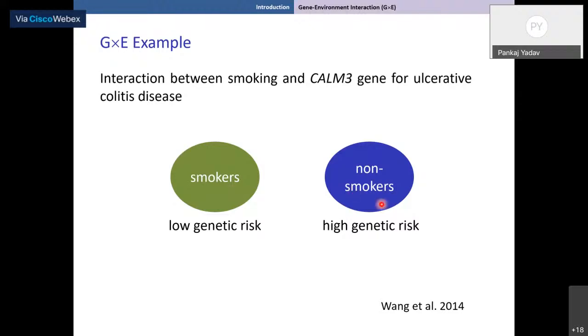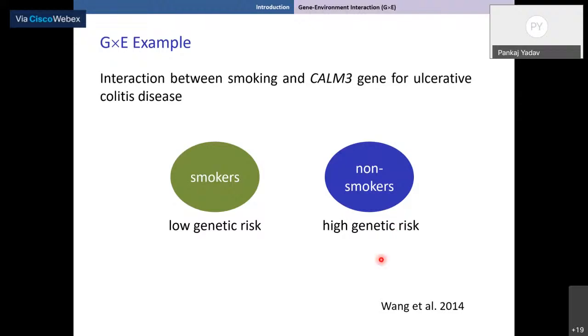So what they have found is that in smoker groups, they have a low genetic risk for the same variant of this gene. In biology, we can have different forms of the same gene that are called alleles. So for the same allele, the smokers have low risk, whereas the non-smokers have the high risk.